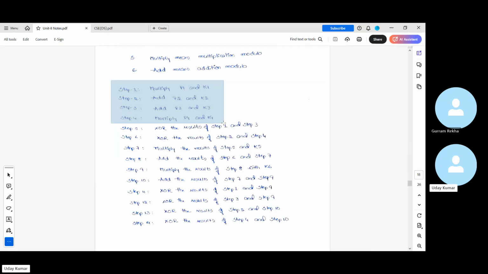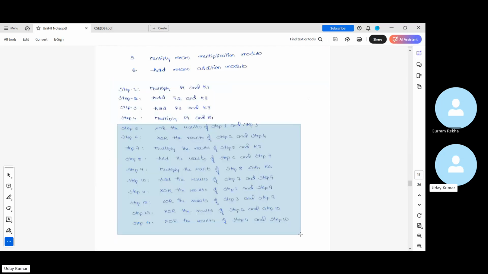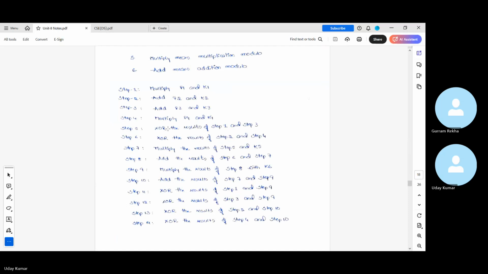So step 1 to step 4, you can obviously write. The problem is step 5 to step 14, so you have to mention these operations. If you just see step 11, this is the XOR, XOR, XOR, XOR, XOR, right? And here you are getting two XORs, multiply, multiply, add, right? So you can just remember this. First two are XOR and last four are XOR, right? In the middle, you get the alternate multiply, alternate add, right?